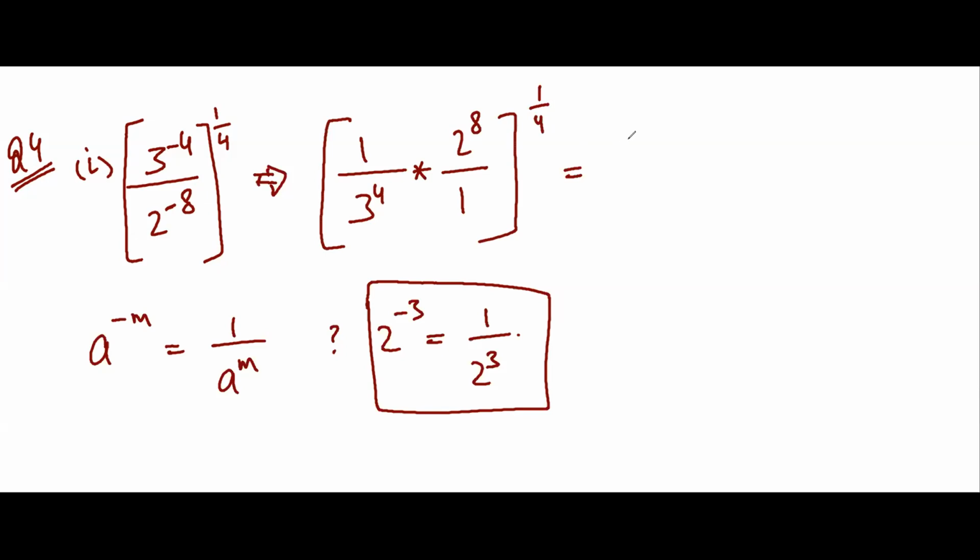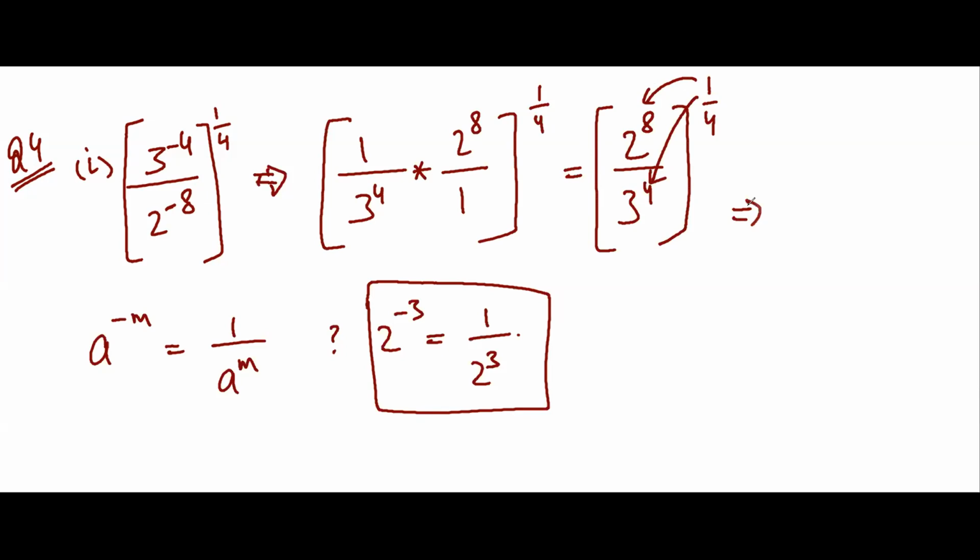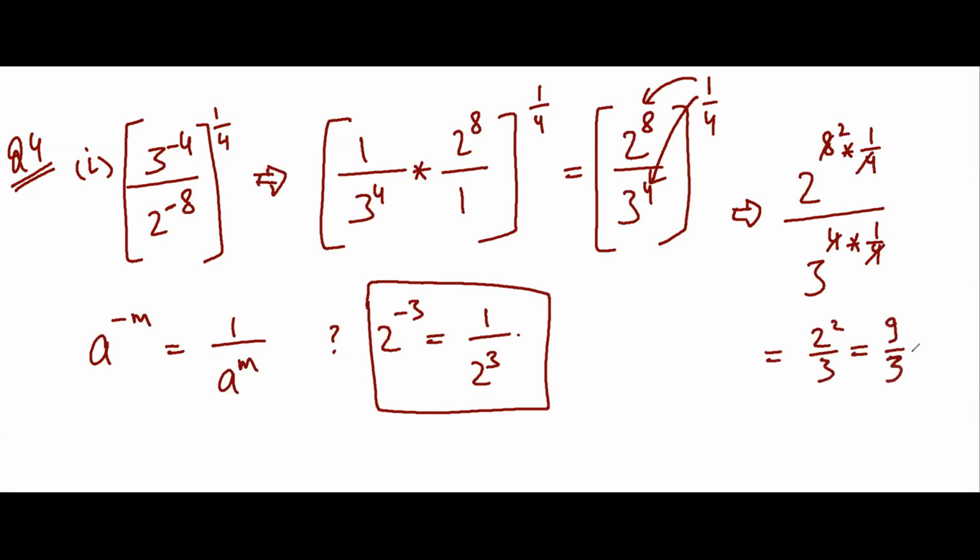And I can write this as 2 raised to power 8 upon 3 raised to power 4, and this 1 by 4 is waiting outside. Now this 1 by 4 will multiply by this 8 as well as this 4 when it comes inside. So this will be equal to 2 raised to power 8 into 1 by 4 upon 3 raised to power 4 into 1 by 4. So this will cancel. So the final answer would be 2 square upon 3, which is equal to 4 upon 3.